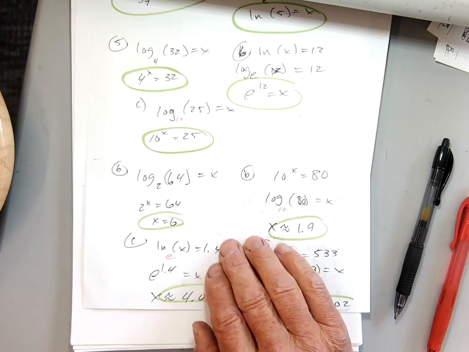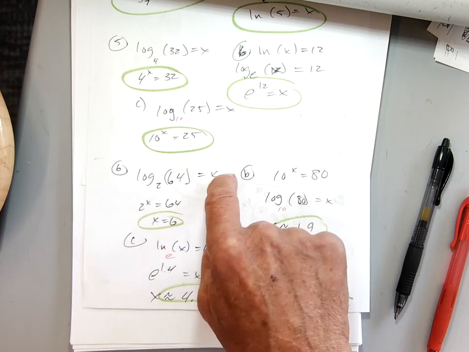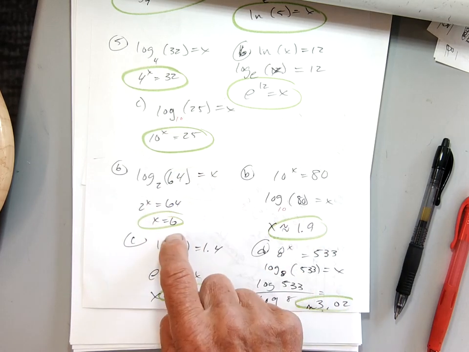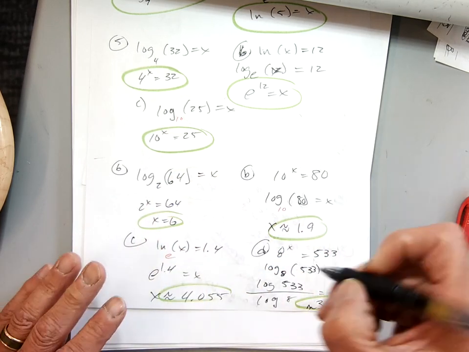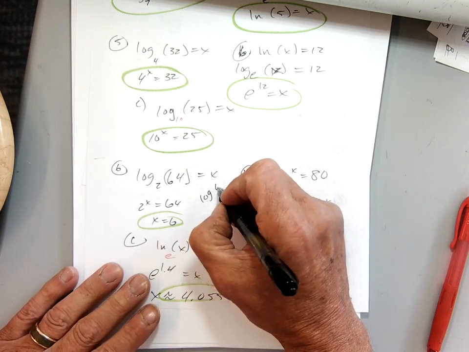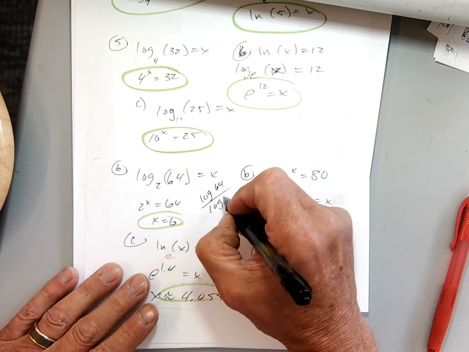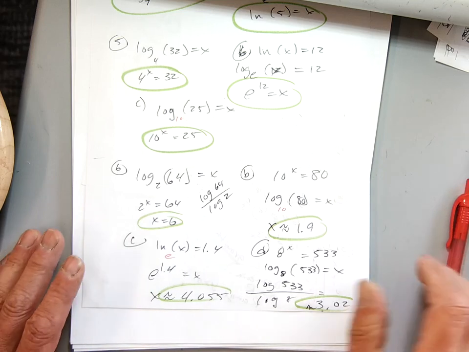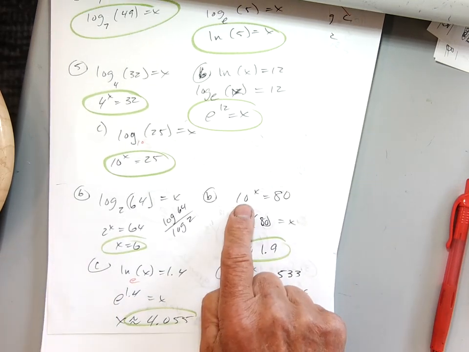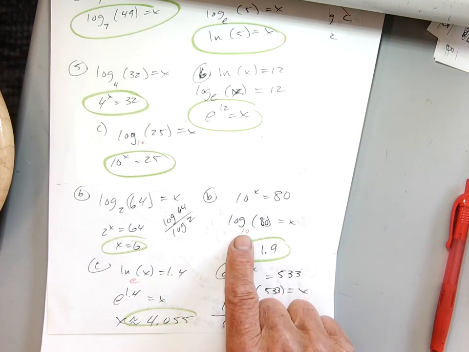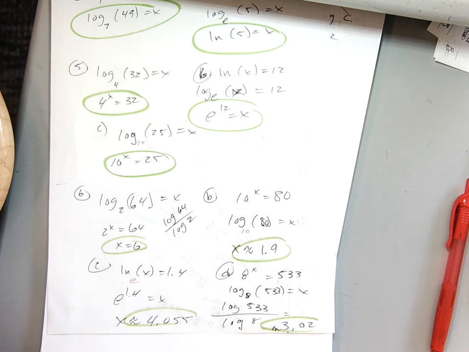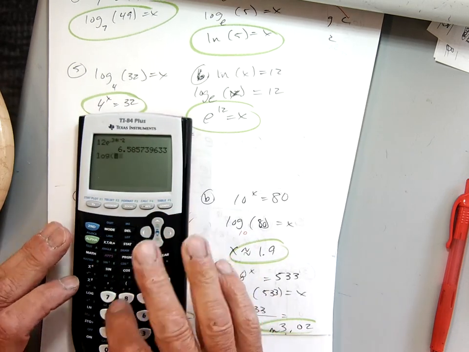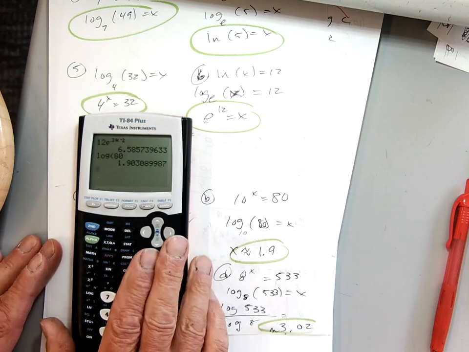6, we are going to solve it. So I went 2 to the x equals 64, or x is 6. You could also have done this one as log 64 divided by log 2, and you get the same answer, okay? B, change to log base 10, right, of 80, and I just used my calculator. Just went log 80, got my answer, okay? That's all I did.